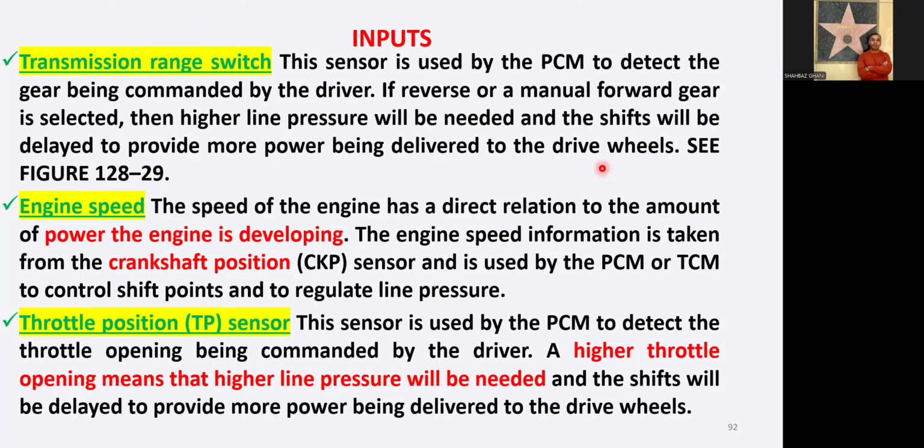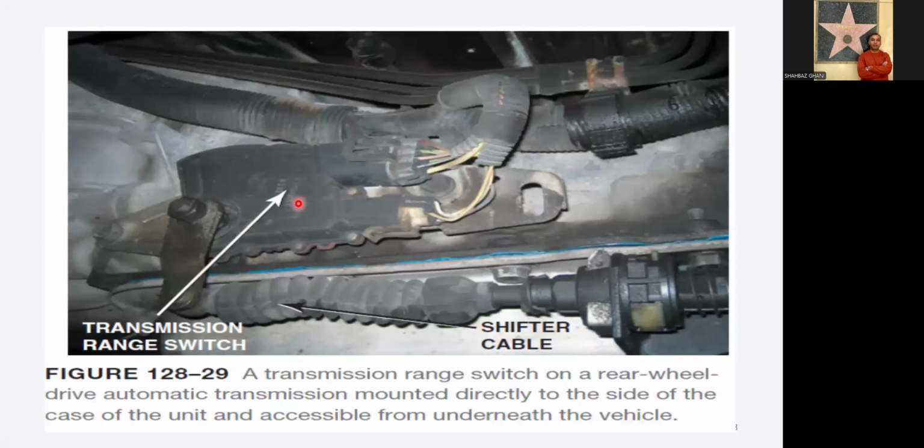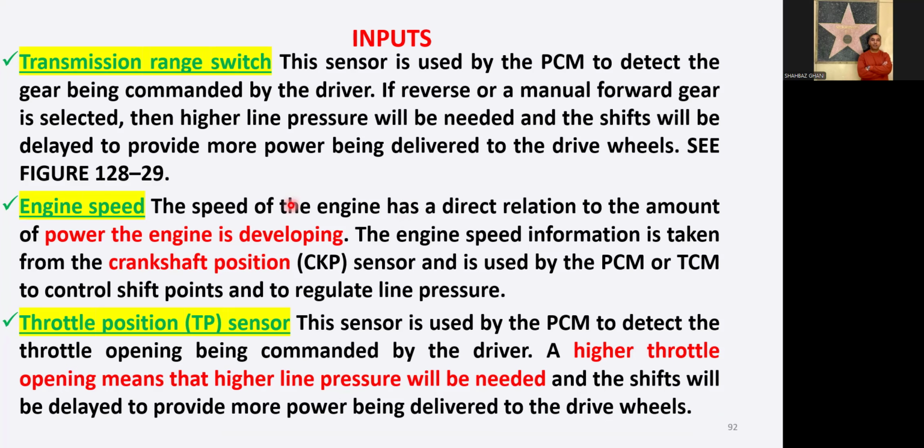Okay, so this is the transmission range switch. As we have seen in this figure, it is located beneath the transmission in the lower part of the vehicle. This sensor is used by the powertrain control module to detect the gear being commanded by the driver. If reverse or manual or forward gear is selected, the higher line pressure will be needed and the shifts will be delayed to provide more power to the drive wheels. So this we have seen in the figure. This was the transmission range switch, that is the input sensor.